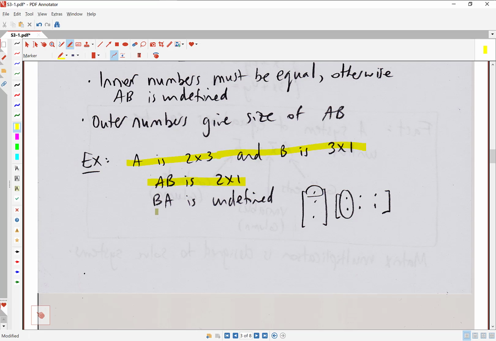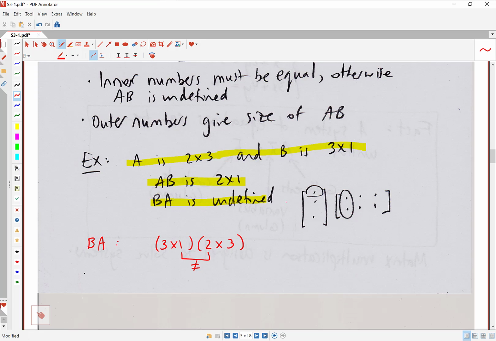Now, if we do our multiplication in the other order, if we did B times A, that one's going to be undefined. So if you just think through it from a number point of view, size of B is 3x1, size of A is 2x3, and notice that these two numbers here are not equal. So that tells us right away, BA is going to be undefined.